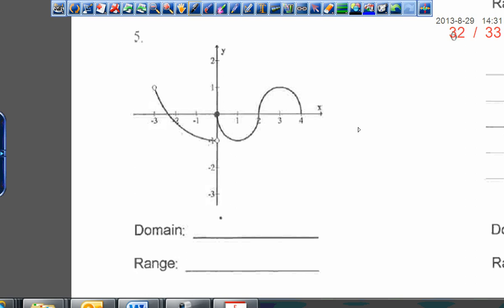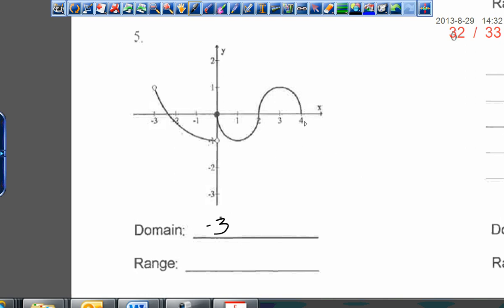Range goes bottom to top. Once again, we're not saying from -3 to 2. We're just saying wherever my picture is. That's what domain and range is all about. Talking about the picture. Okay, so domain, where do I start? -3. Start at -3, I agree. Where does my picture end? 4. 1. Ooh, lots of people think different things.